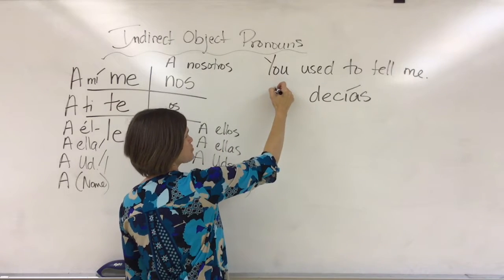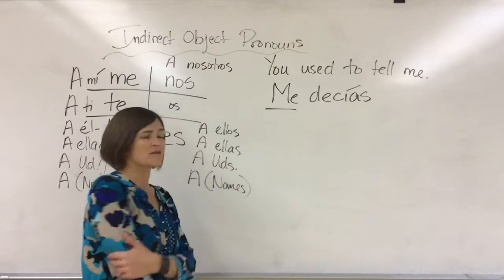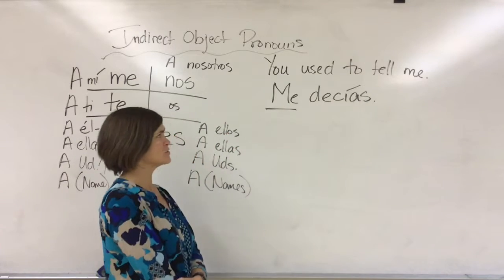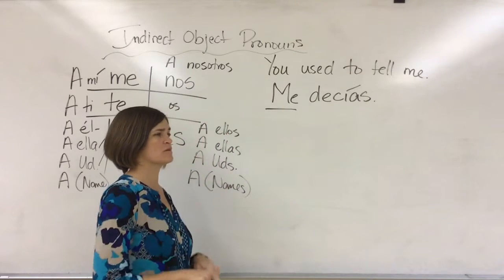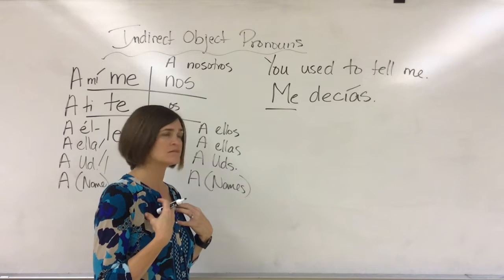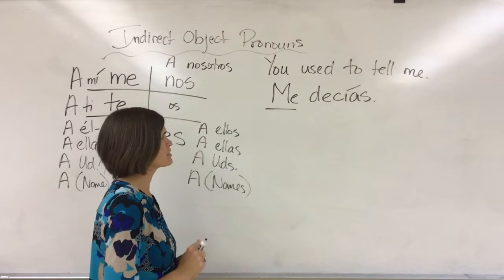then we put the pronoun me in front of the conjugated verb. You used to tell me. You used to say it to me. I am not the thing that you are saying. I am the one you are saying it to. That's why it's indirect.